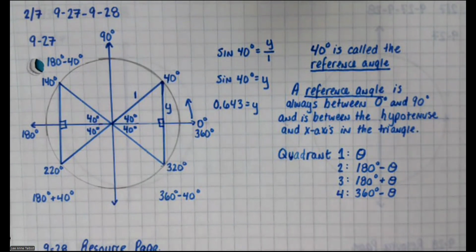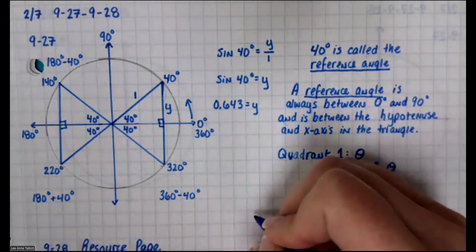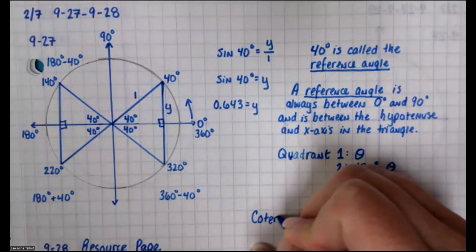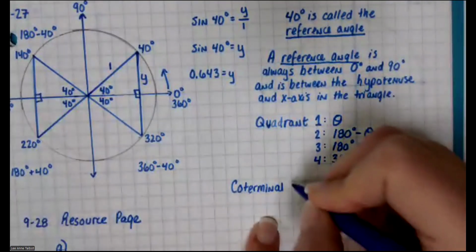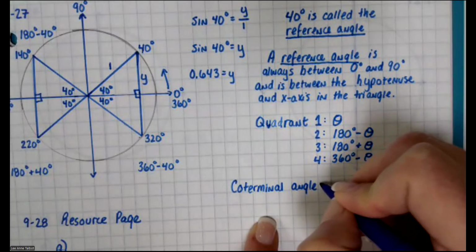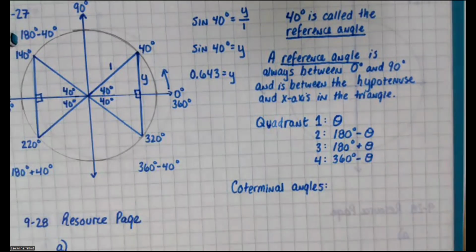Okay, and then there's another piece of vocab I need to teach you. It's called coterminal. You can basically think of those as little formulas.